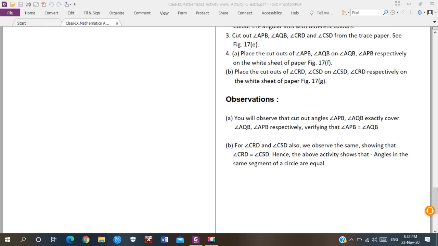Observation. You will observe that the cutout angles APB and AQB exactly cover angles AQB and APB respectively, verifying that angle APB is equal to angle AQB. For angle CRD and angle CSD also, we observe the same, showing that angle CRD is equal to angle CSD. Hence, the above activity shows that angles in the same segment of a circle are equal. That is it.